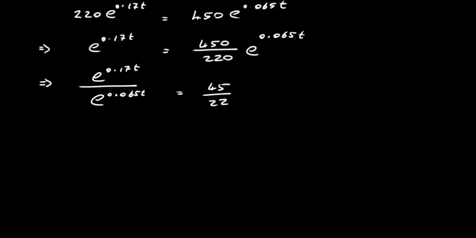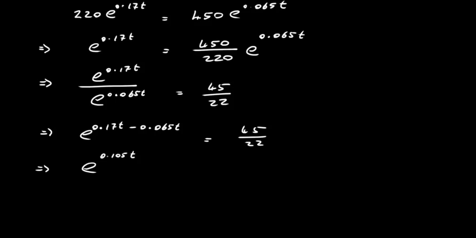On the left-hand side we have e to the power 0.17t minus 0.065t. You just subtract the powers there, it's one of the rules of indices. That gives us e to the power of 0.105t, and on the right-hand side still 45 over 22. Take the log of both sides. The natural log of the left-hand side will be 0.105t, and the right-hand side, the log of 45 over 22.